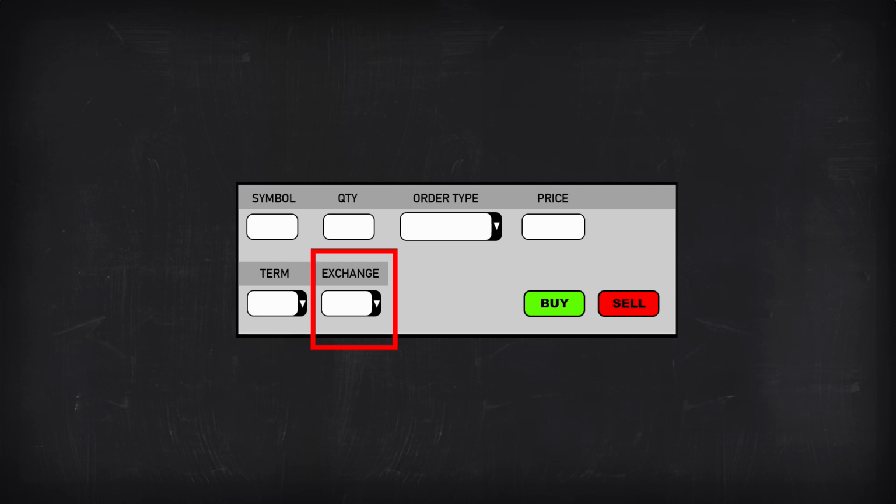And then finally, exchange is for if I want to route an order to a specific exchange. Don't really need to worry about that for now. I'm just going to keep it on auto.